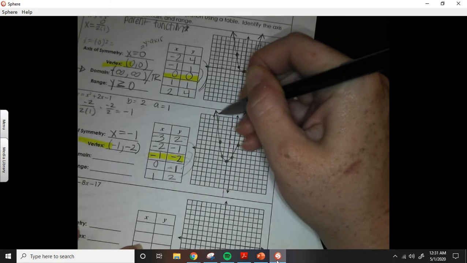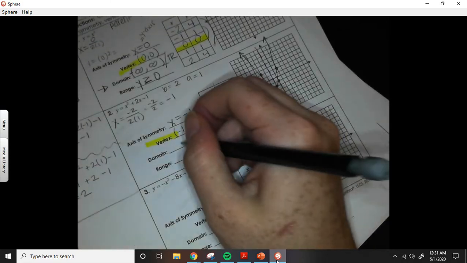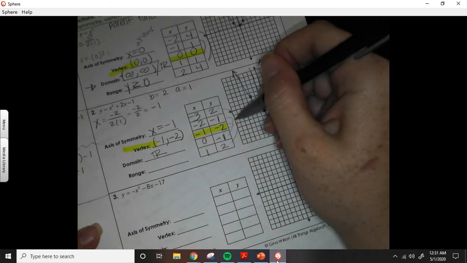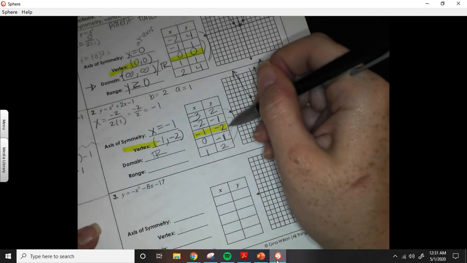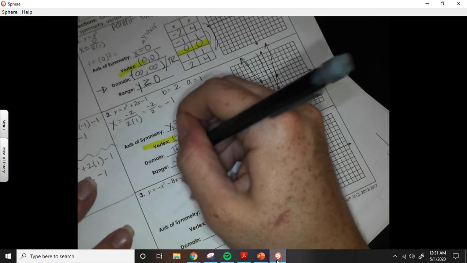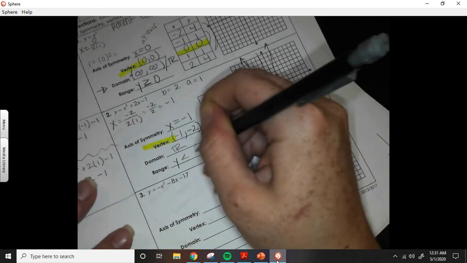So here's the parabola here. Let's answer our domain. Our domain is all real numbers because the x's go on forever and ever in the left and the right direction. And our range is going to be every number greater than the y value of the vertex. So this is going to be greater than or equal to negative 2. As we go on, you'll be able to see a pattern in our range.